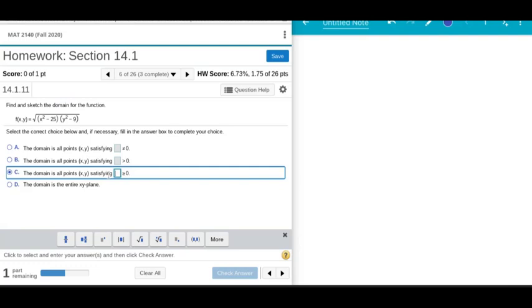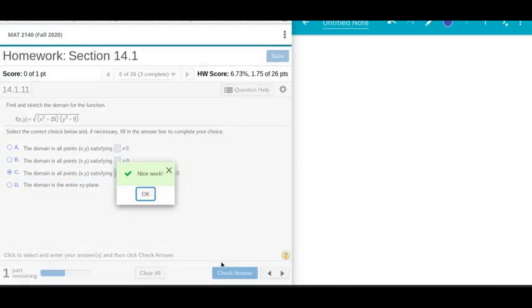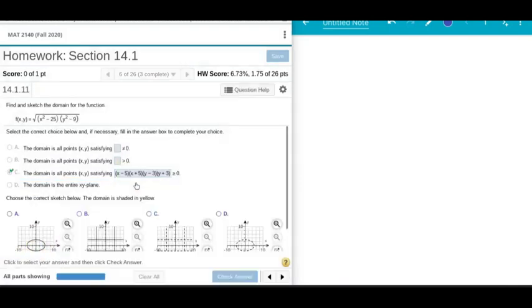Now I'm going to break this down because it's going to help with the next part, the sketching. So notice that your radicand can factor. The x squared minus 25 is x minus 5 times x plus 5. And then the y squared minus 9 is y minus 3 times y plus 3. And so let's see what that tells us for the graph.